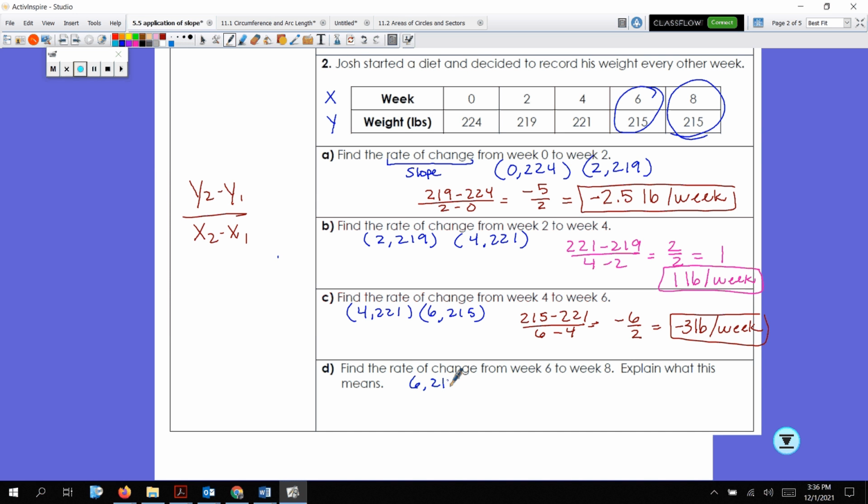So 6, 215 over 8, 215. Okay, that's kind of crazy. All right, so let's go here.